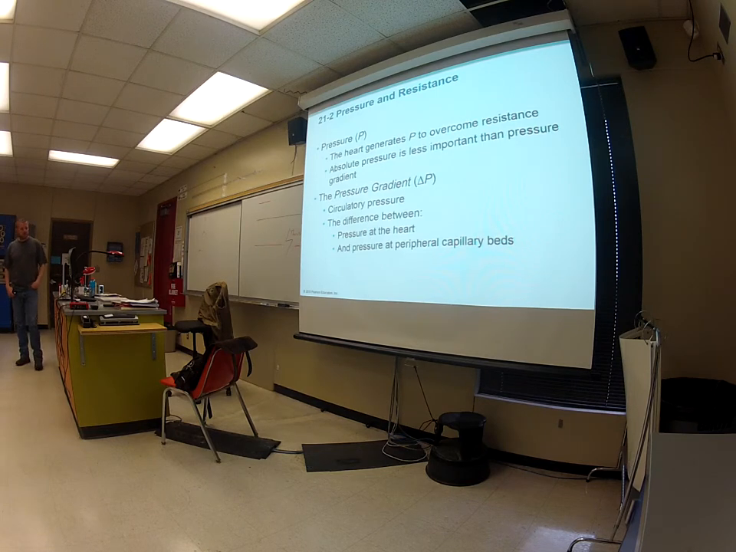Now, pressure gradient, circulatory pressure, the difference between the pressure at the heart and the pressure at the peripheral capillary beds. So, how much pressure do we have here as opposed to here? Okay, now it has to go from here to here, but what's the difference between the two? Okay, what about from here to here? Well, this is a bigger vessel, and that's what we're going to be doing. You guys are actually going to palpate this and see if you can find the brachial artery. Because this is actually the artery we use to get blood pressure. Okay?